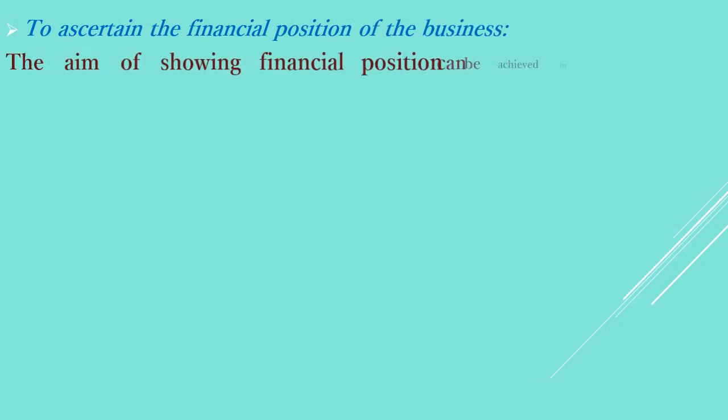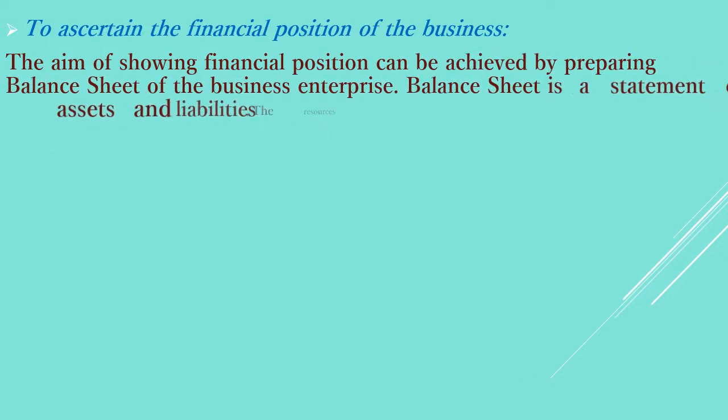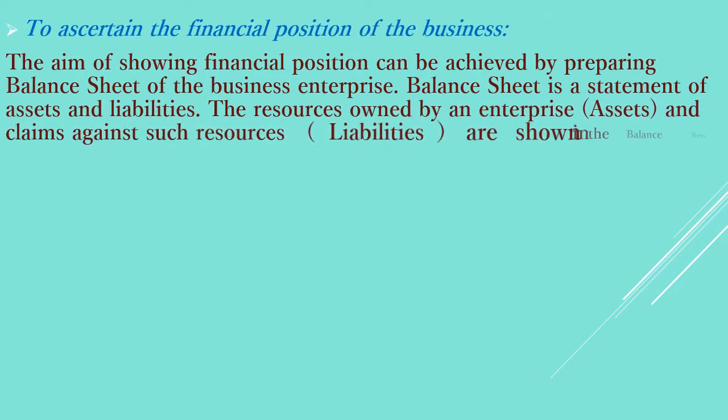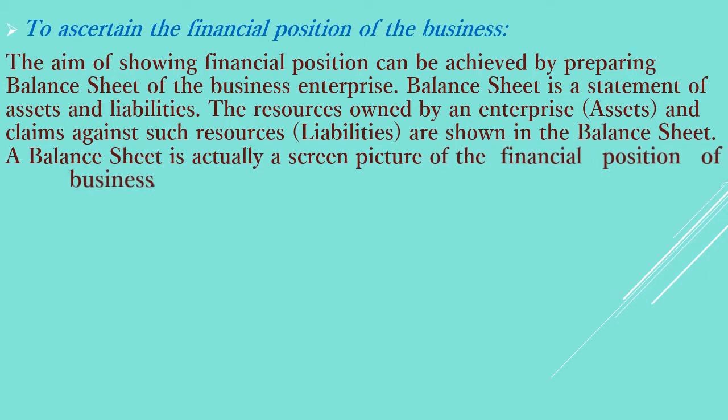Next, to ascertain the financial position of the business. The aim of showing financial position can be achieved by preparing balance sheet of the business enterprise. The balance sheet is a statement of assets and liabilities. The resources owned by an enterprise are assets and claims against such resources are liabilities, and are shown in the balance sheet. A balance sheet is actually a snapshot picture of the financial position of the business.